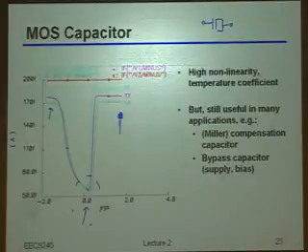Okay, so I mentioned here a Miller compensation capacitance. Again, you know where the gate and the drain are relative to each other, so you can actually use a MOS transistor for that.